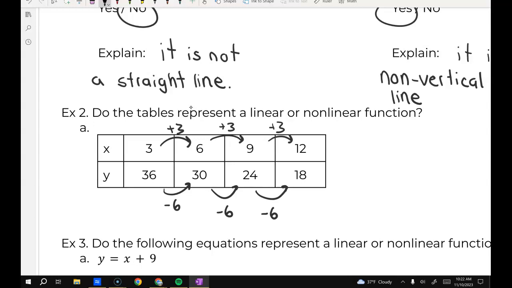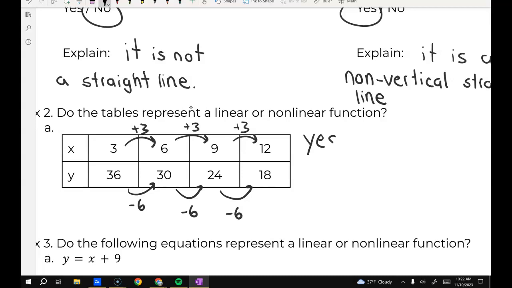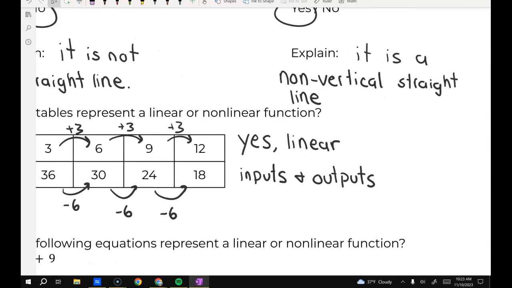If our x's go up at a constant rate and our y's go down at a constant rate, we know this is linear. And to justify this, we could again just keep it simple. We could say, yes, it is linear, and why is because our inputs and our outputs, and that's the key part, your inputs and your outputs have to have a constant rate of change.